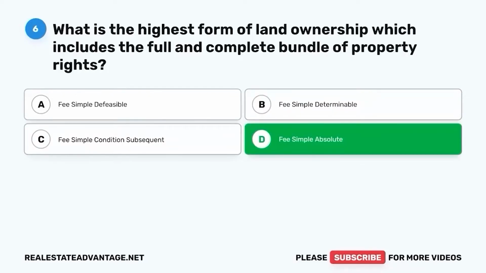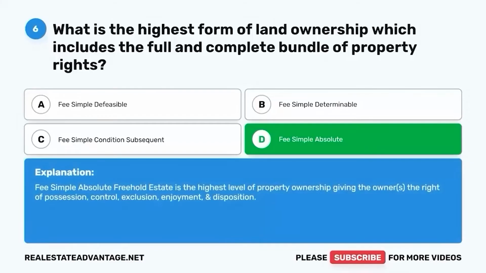Fee simple absolute. Freehold estate is the highest level of property ownership, giving the owners the right of possession, control, exclusion, enjoyment, and disposition.